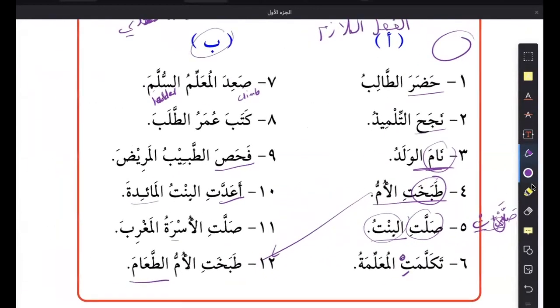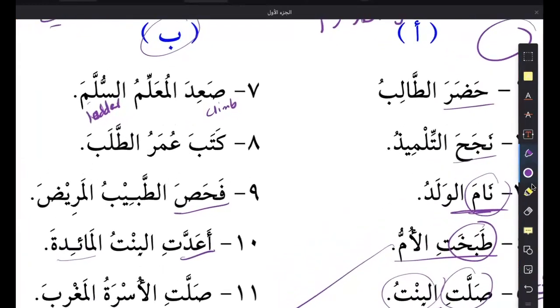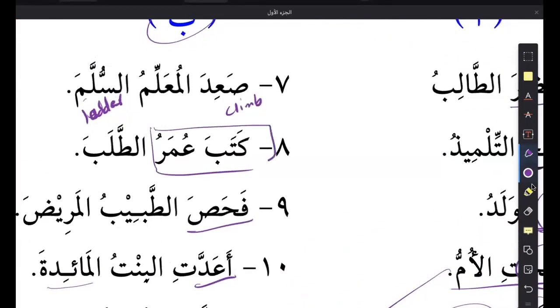Basically what they're showing us is that we have verbs that are intransitive, which do not need or cannot have any object, maf'ul bihi. And then we have verbs that are transitive, that need an object to make the sentence complete. For example, if you say kataba Omar, Umar wrote, there is something in your mind. You want to know, what did he write? So you are waiting for the answer.